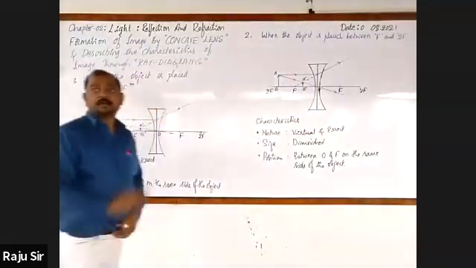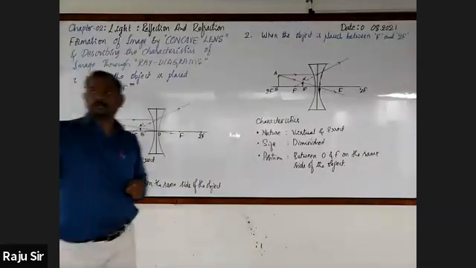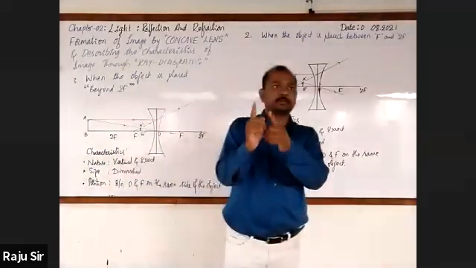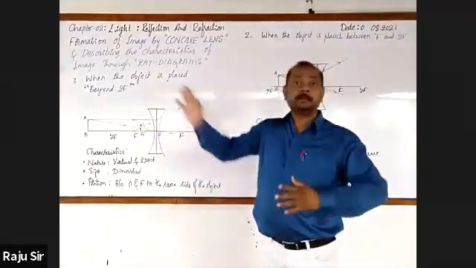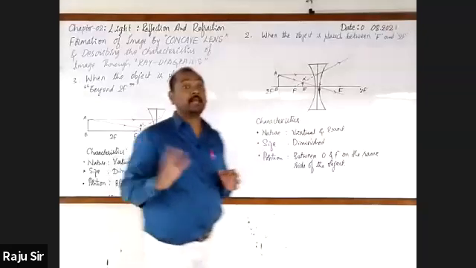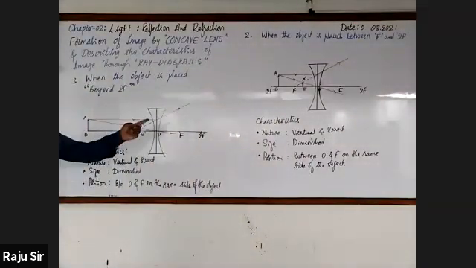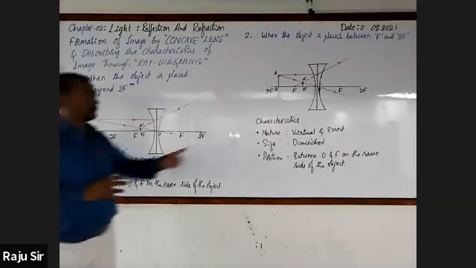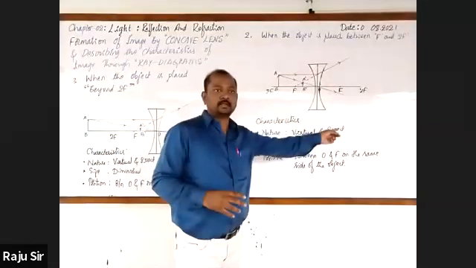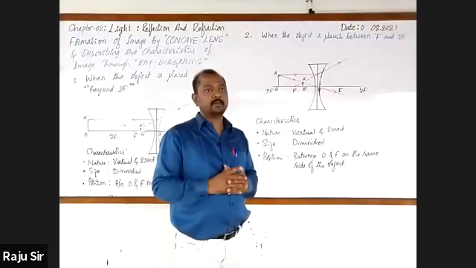We have come across only three positions of the object. One is between O and F, second is between F and 2F, and third is beyond 2F. In all these cases, the similarity is that the image is diminished. The nature of the image in all the three cases is the same. It is always virtual and direct.